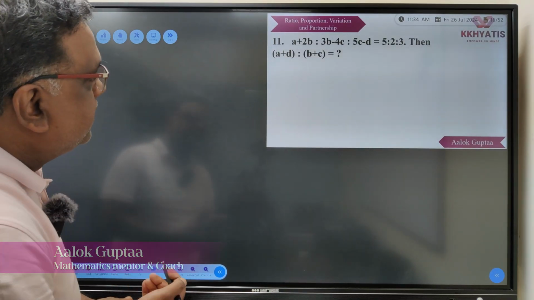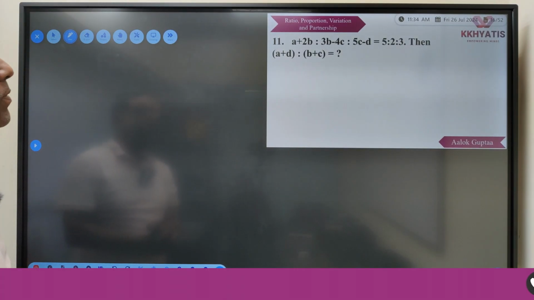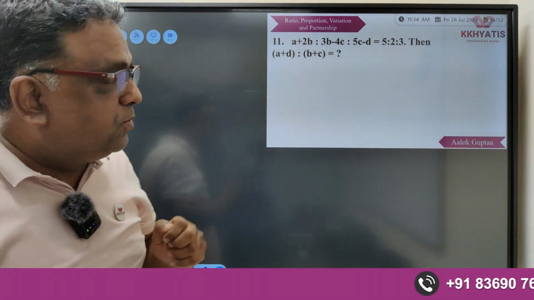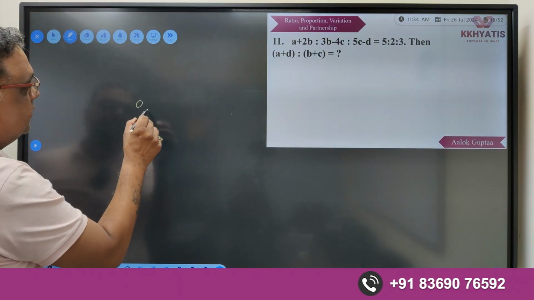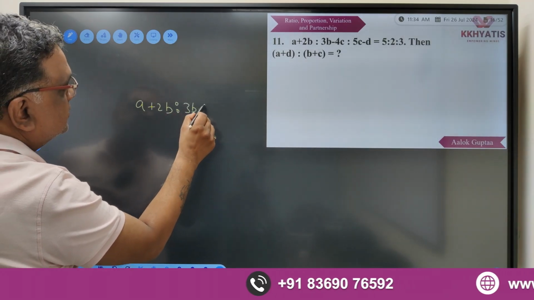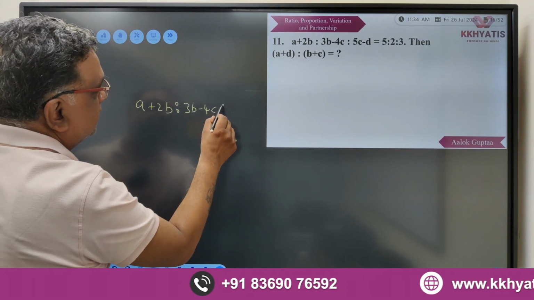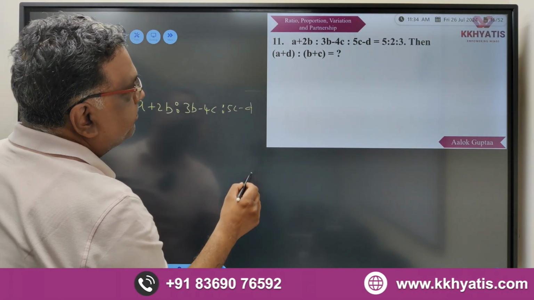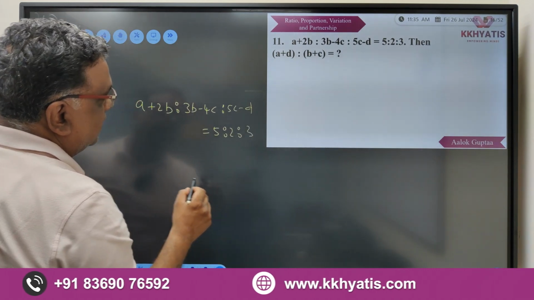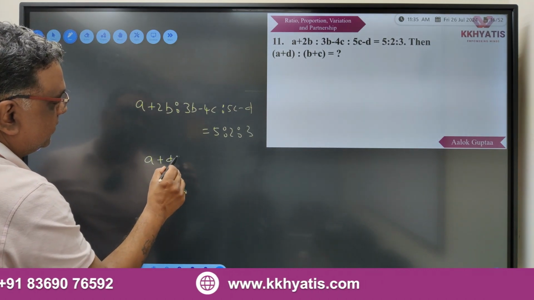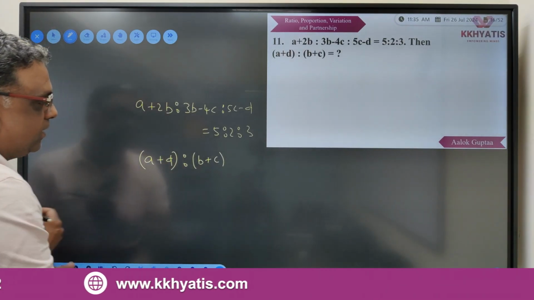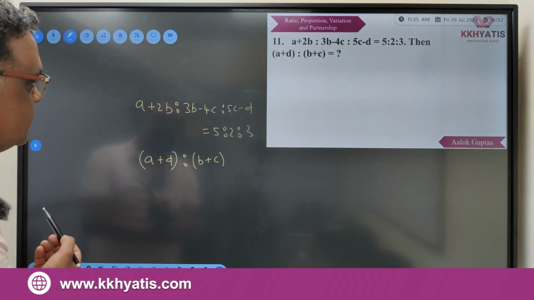Very interesting. So here we have not been given anything else, just the ratio, and we have to find this. How do we analyze the ratio? A plus 2b is to 3b minus 4c is to 5c minus d is given to me as 5 is to 2 is to 3. We have to find the ratio of A plus D with B plus C. Interesting. So how do we analyze this?